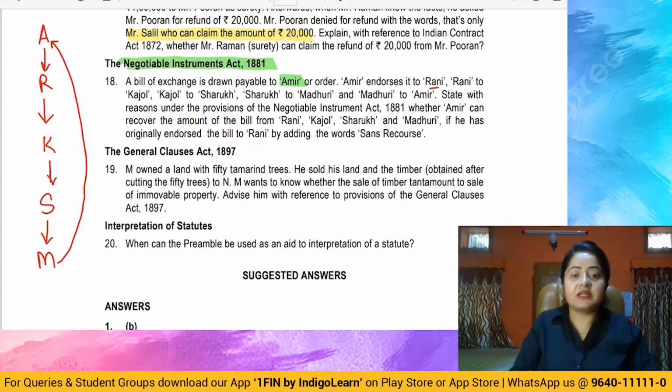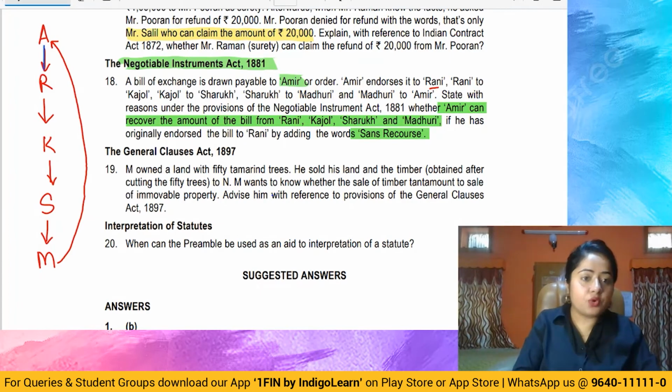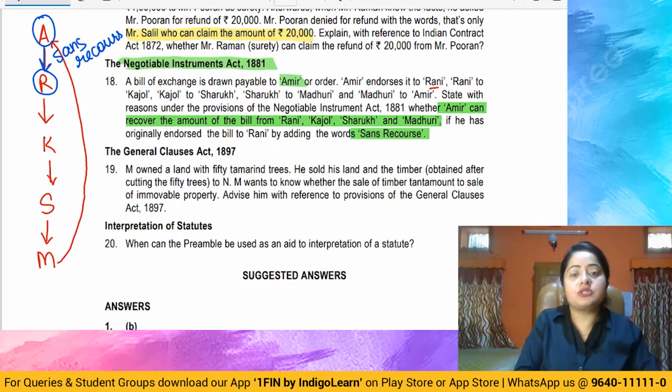State with reasons under the provisions of the Negotiable Instruments Act whether Mr. Amir can recover the amount of the bill from Rani, Kajol, Shahrukh and Madhuri if he has originally endorsed the bill to Rani by adding sans recourse. So that is the twist here. What Mr. Amir has done, when giving this instrument to Rani, is write sans recourse on the instrument. So this is a sans recourse endorsement.